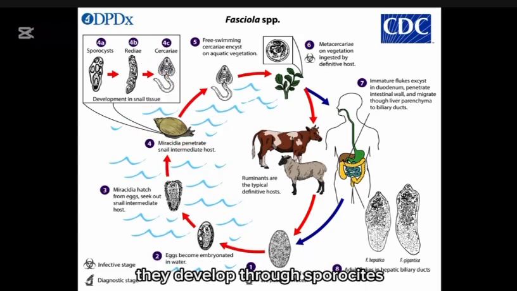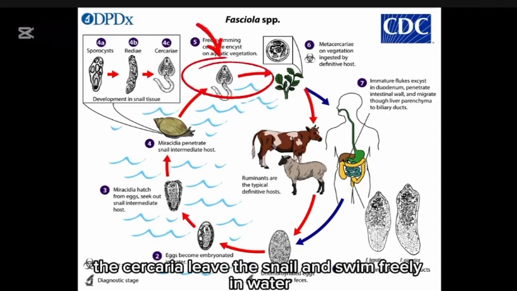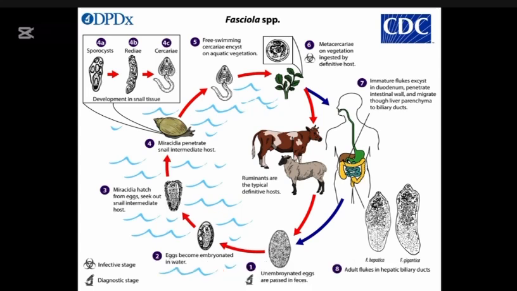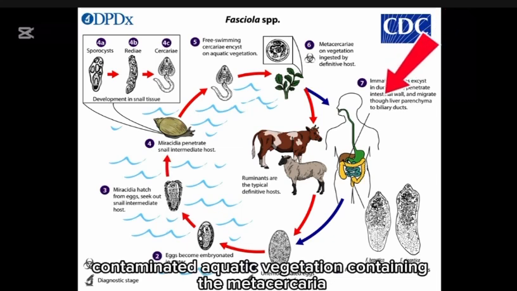Inside the snail, they develop through sporocyst, redia, and cercaria. The cercaria leaves the snail and swims freely in water. It attaches to aquatic plants and forms metacercaria, the encysted infective stage. Humans or grazing animals become infected by eating contaminated aquatic vegetation containing the metacercaria.